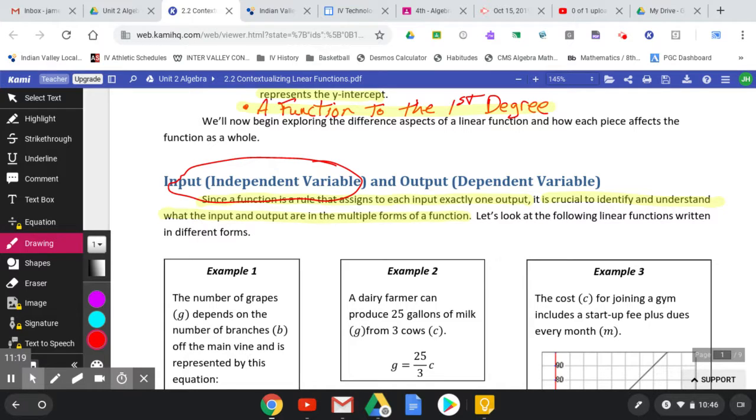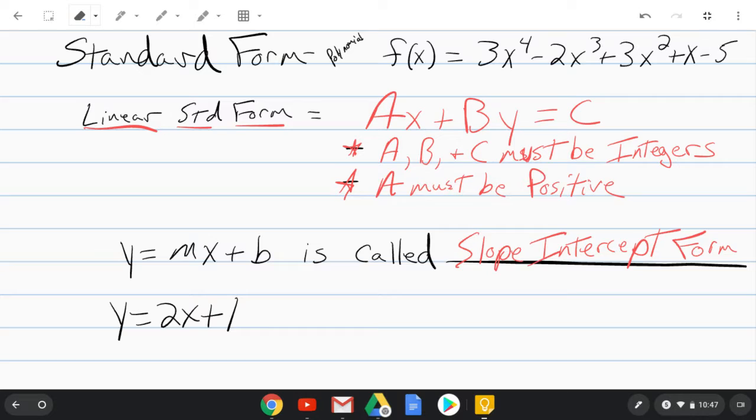Independent variable is also the input, and the dependent variable is just another name for the output. Can you handle that? Okay.